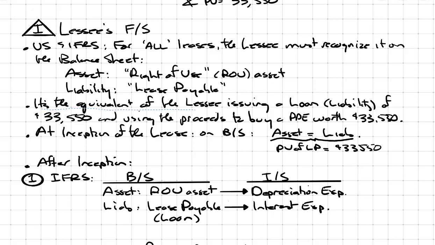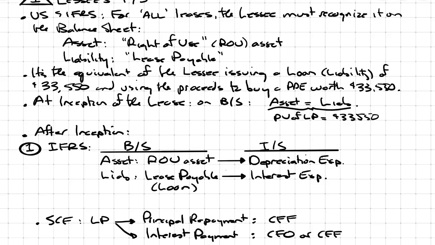Now, this is the equivalent of the lessee issuing a loan or liability of $33,550 and then using the proceeds to buy an asset that's worth $33,550. So even though technically the lessee is not buying the asset, from an accounting point of view, it's treated as if the lessee did indeed buy the asset. So therefore, at the inception of the lease on the balance sheet, the lessee would record an asset and liability which is equal to the same amount.